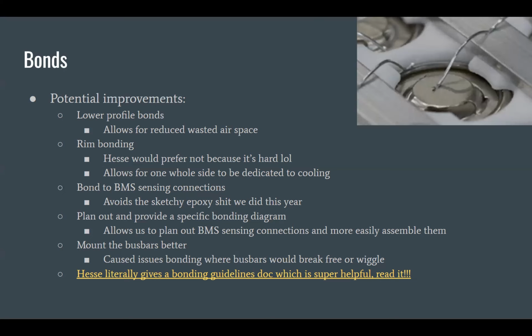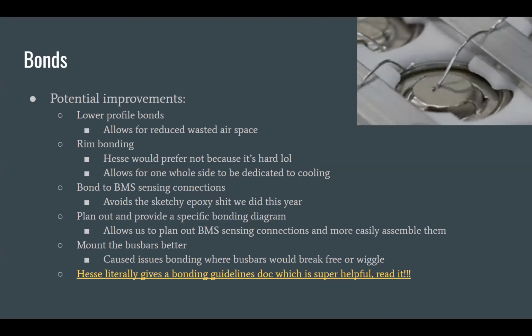Anyway, all that with the sensing boards would be very useful, very helpful, very important. Bonding diagrams, all that. And then a big thing that I'll talk about more with the actual bus bars, but that does come into effect with the bonds, is that we epoxied these bonds on this year, and that's led to a lot of problems where they don't make good contact, and they're warped, and they rip off, or they wiggle. And also, it doesn't locate them.